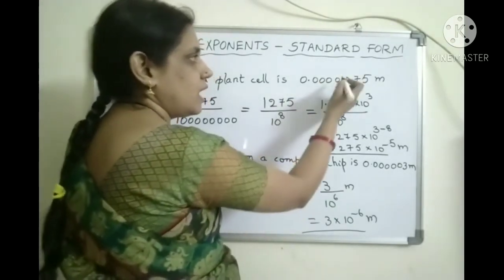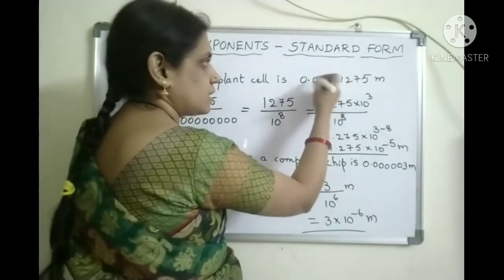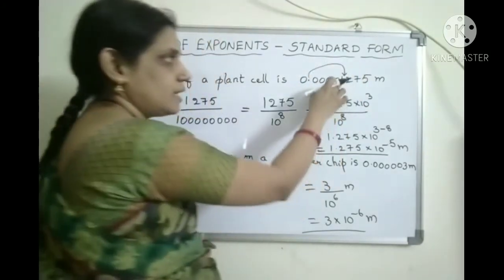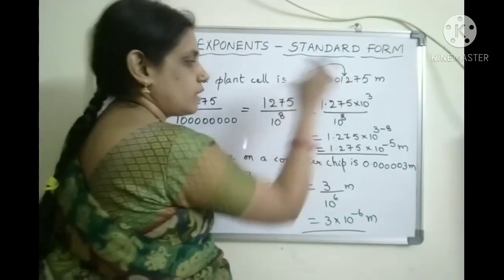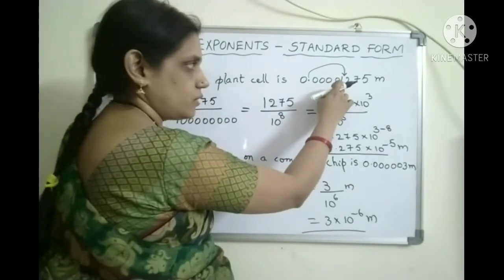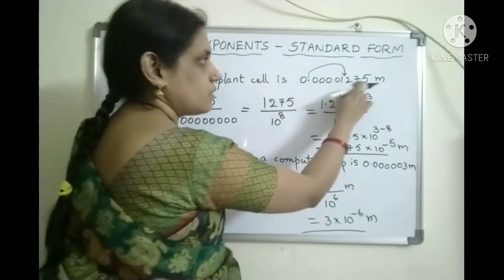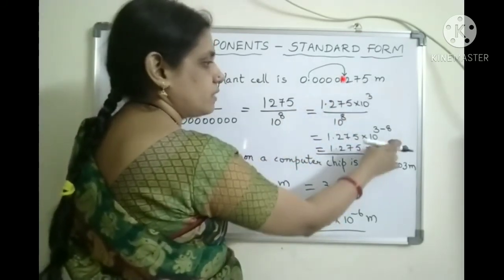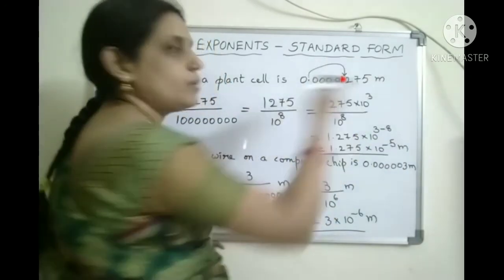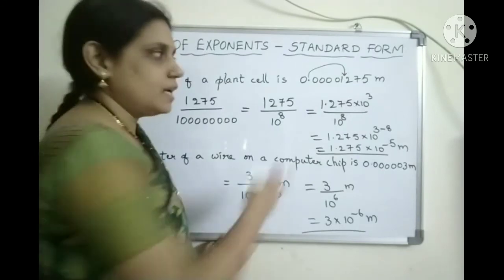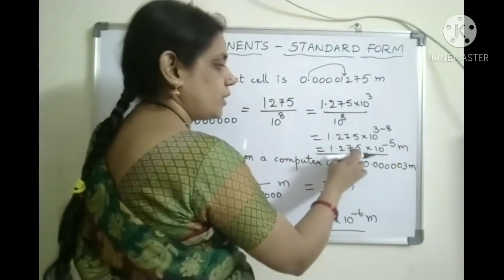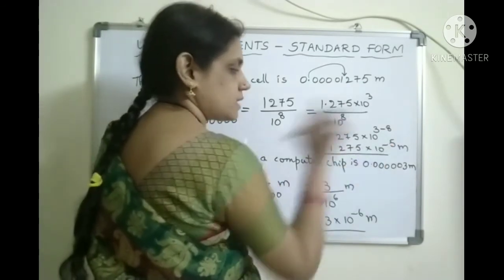Here actually 1.275, that means the decimal moves how many places? 1, 2, 3, 4, 5. That's why it became 10 to the power minus 5. 1.275 into 10 to the power minus 5 meters. Decimal moved 5 places to right. That's why it became 1.275 into 10 to the power minus 5 meters.